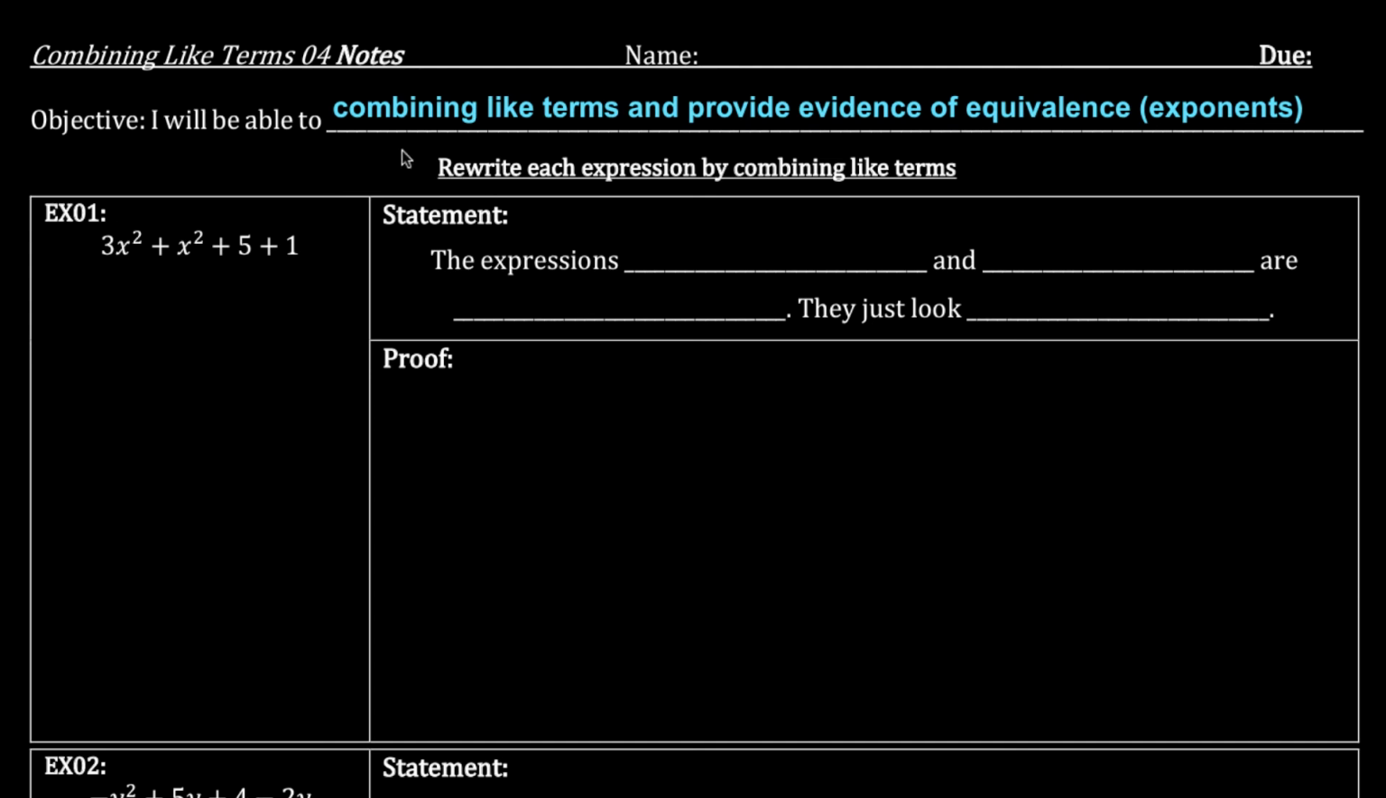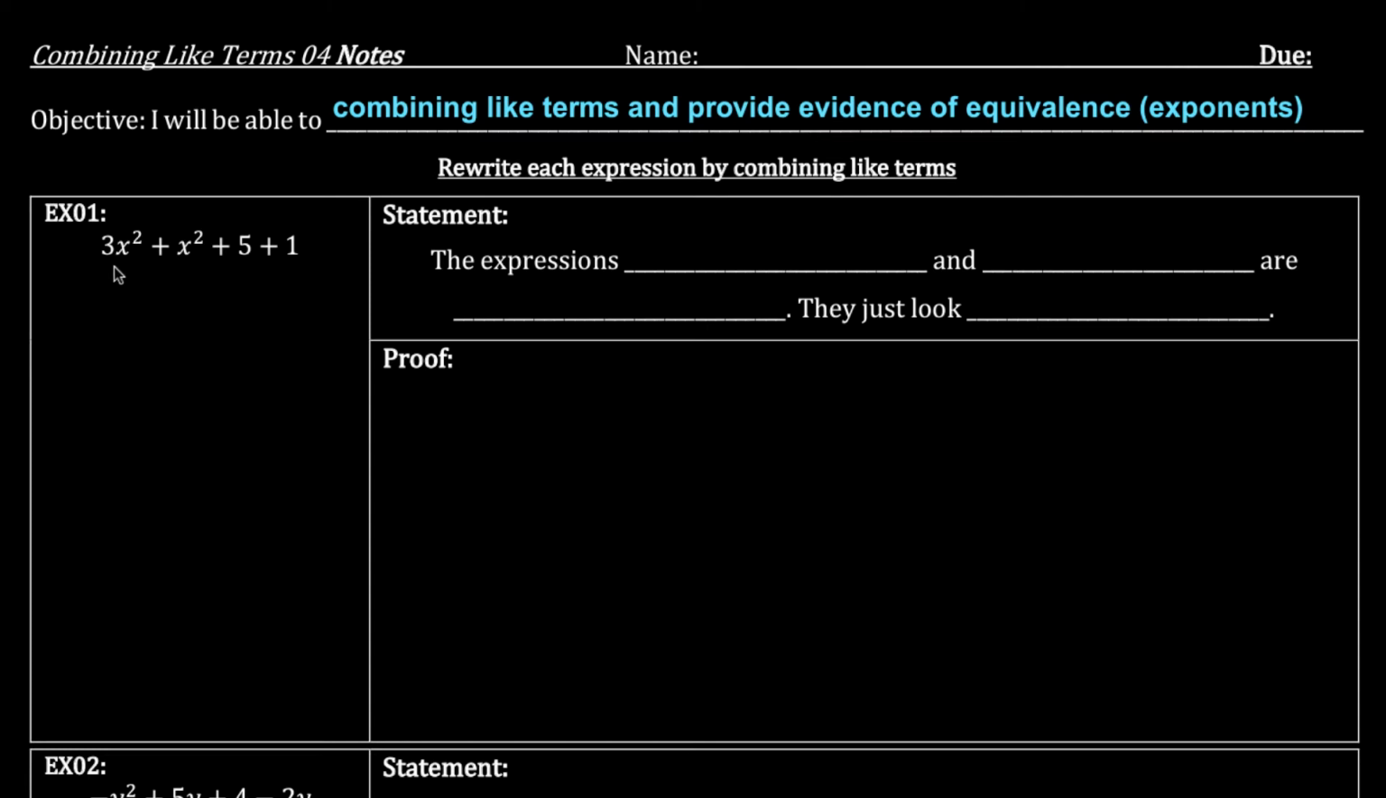In this lesson, we are going to combine like terms and provide evidence of equivalence with expressions with exponents. These expressions have exponents, and we're just going to show proof because there are some common errors with the exponents when you go to use them as operations, as operators.